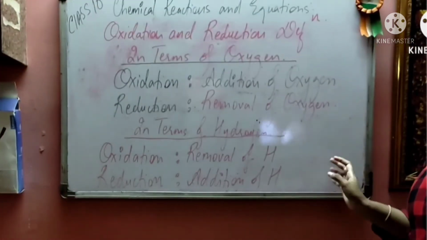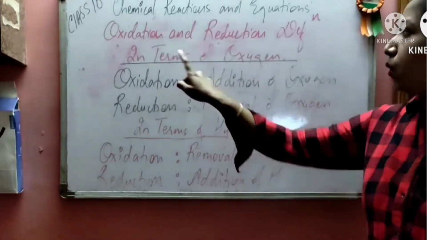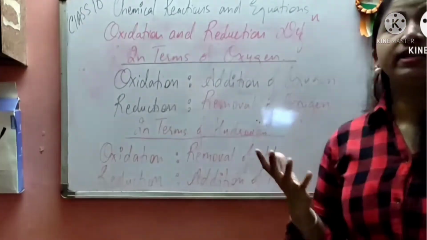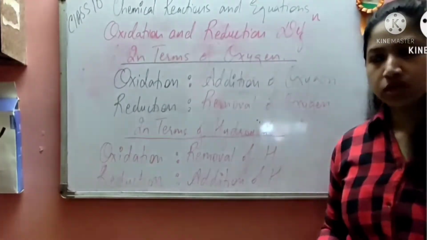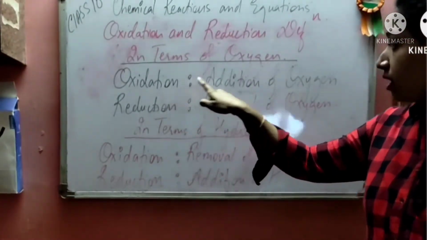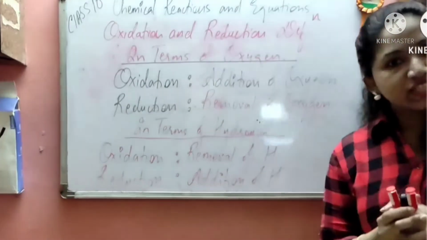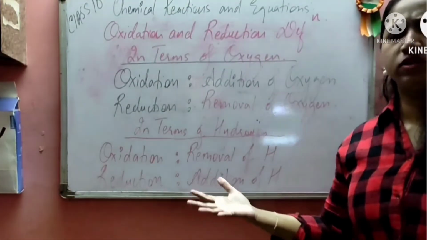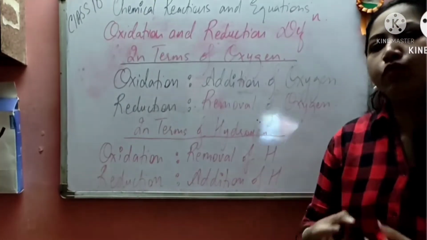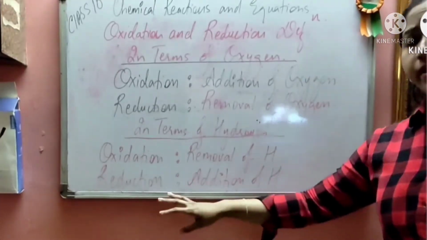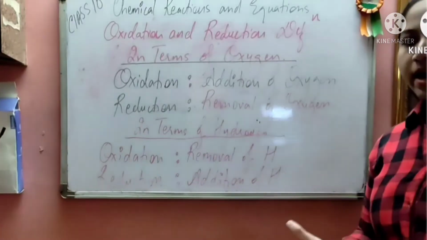So it's basically opposite. Again, oxidation is addition of oxygen, and reduction is removal of oxygen. In terms of hydrogen, oxidation is removal of hydrogen, and reduction is addition of hydrogen.